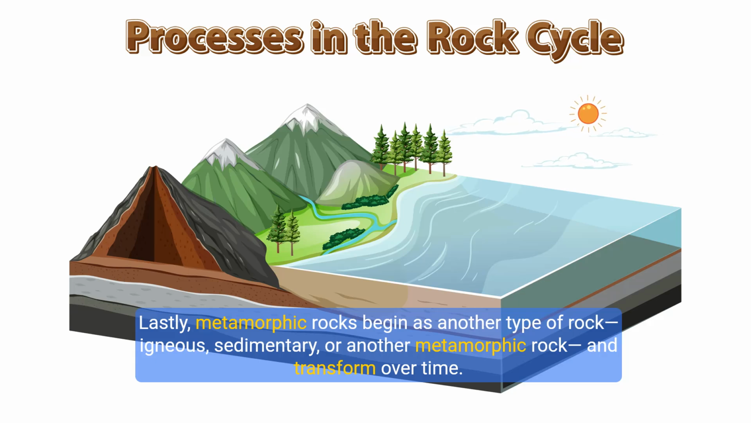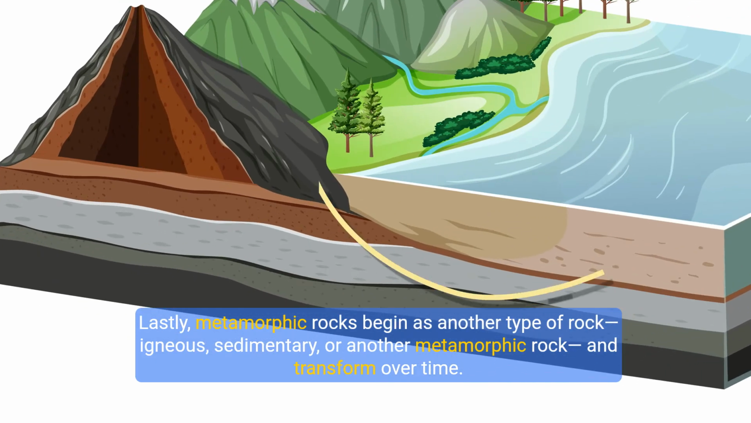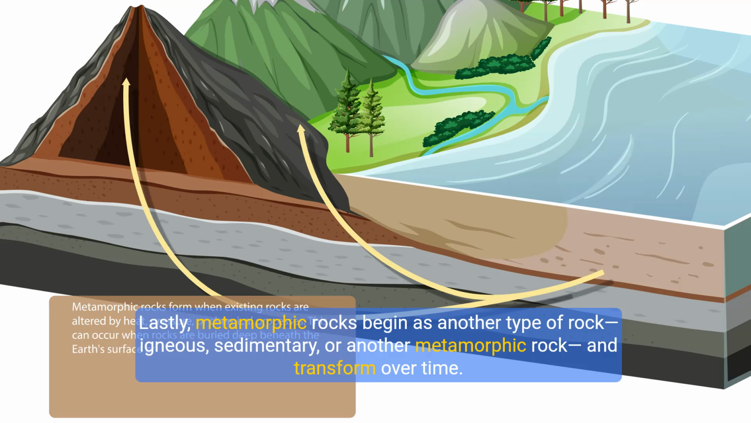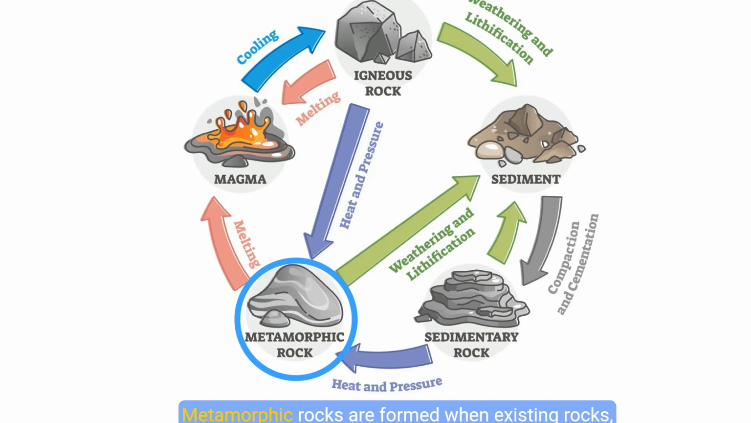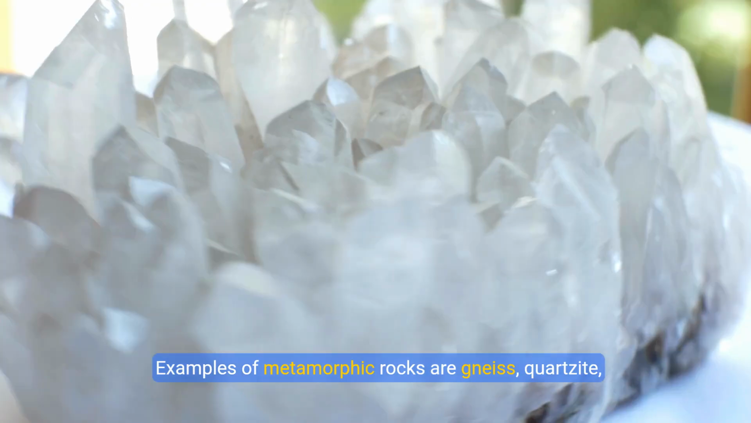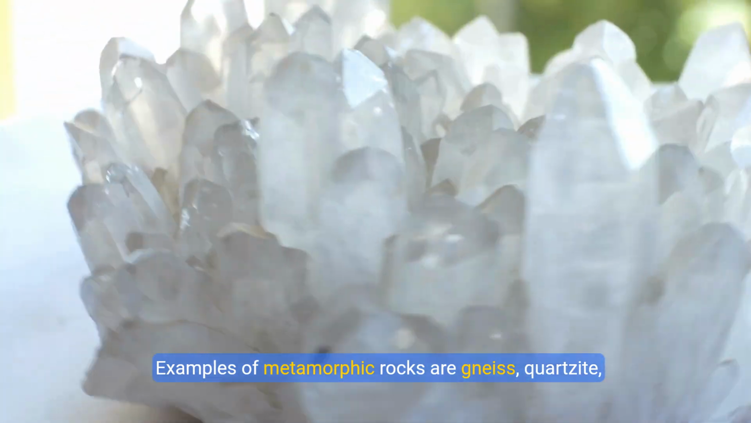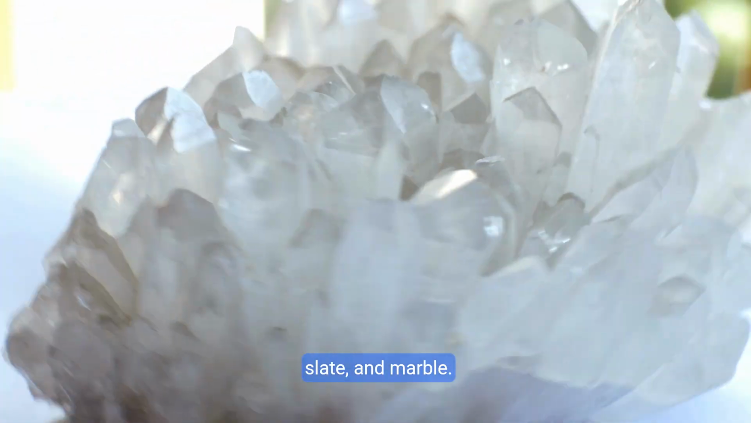Lastly, metamorphic rocks begin as another type of rock, igneous, sedimentary, or another metamorphic rock, and transform over time. Metamorphic rocks are formed when existing rocks, usually sedimentary or igneous, are subjected to high heat or pressure without melting. Examples of metamorphic rocks are gneiss, quartzite, slate, and marble.